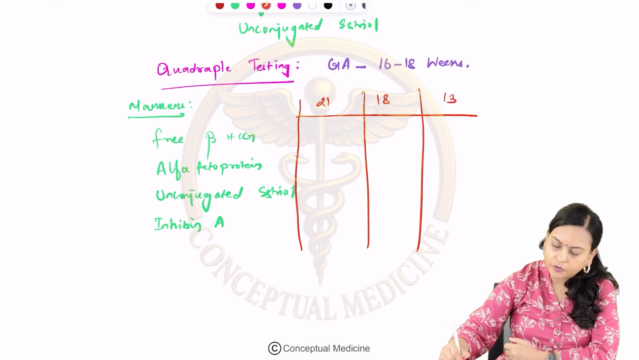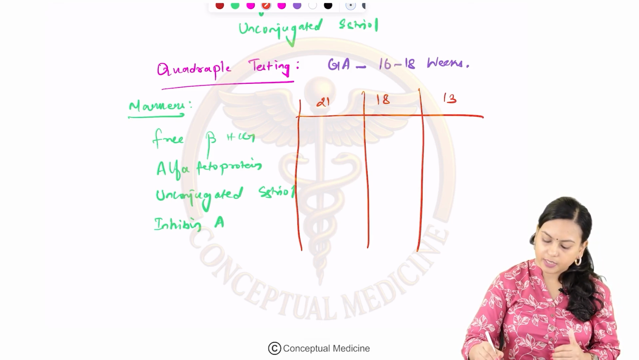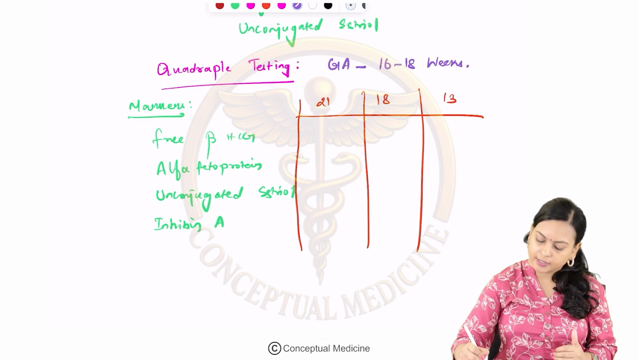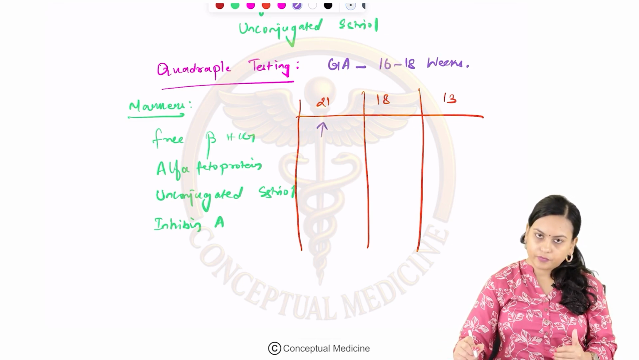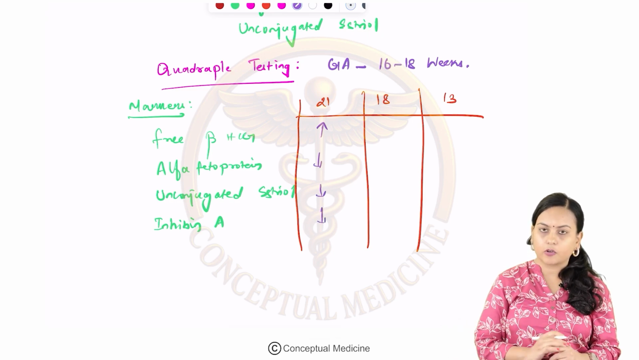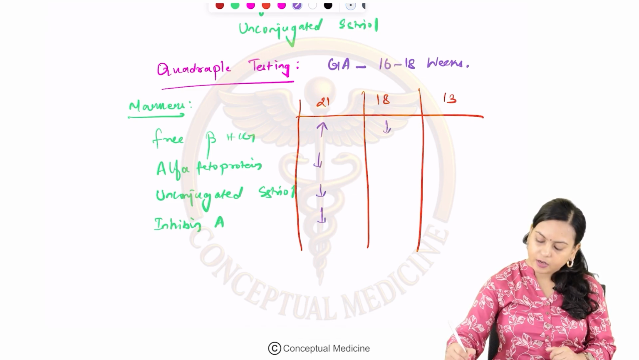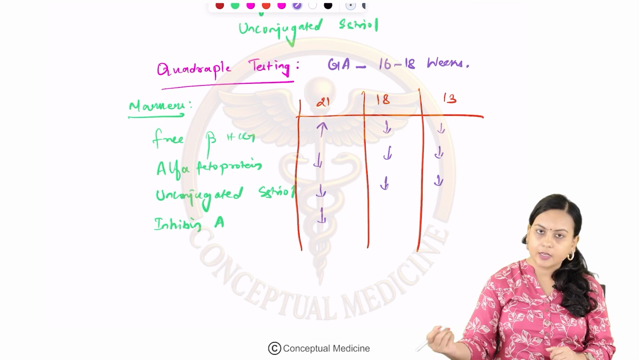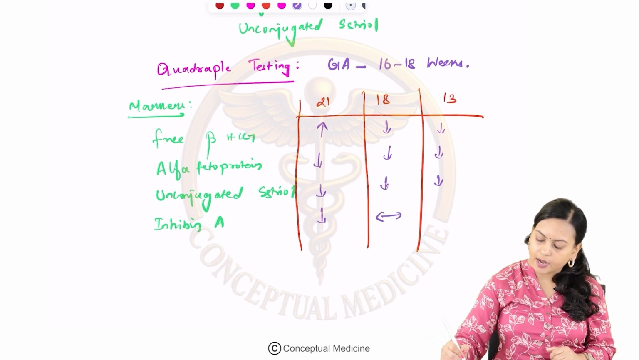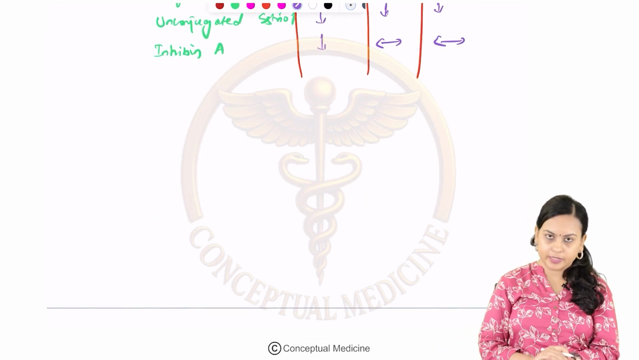Remember, I already told you hCG is going to be high in Down syndrome. So, how will you be interpreting the results? Yes, free β-hCG will be high in 21 and alpha fetoprotein, unconjugated estriol and inhibin-A are going to fall. Whereas in trisomies 18 and 13, the first 3 markers are going to fall, whereas inhibin-A levels are going to be unchanged. Understood? Okay. So, this is quadruple testing.